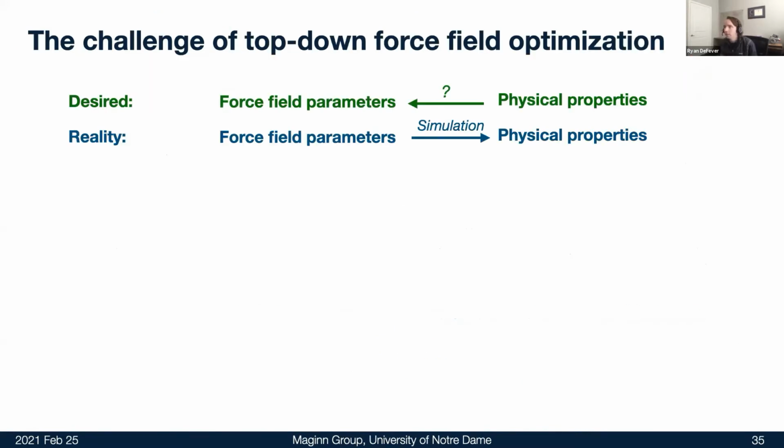Now, the challenge of top-down force field optimization is shown here. What we really want to do is take some physical properties and give those physical properties to a magical function which spits out the force field parameters and says, okay, here are the parameters you need. The problem is that in general, we don't have a good way to do this. A few weeks back, we saw a presentation with the SAFT-gamma Mie force field. In that case, they have a nice mapping that can get you from physical properties to force field parameters.